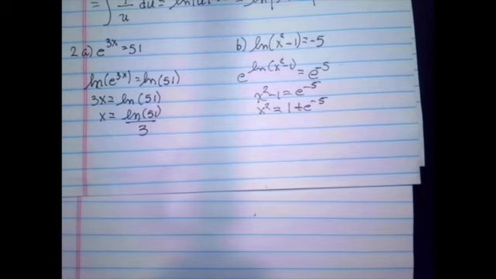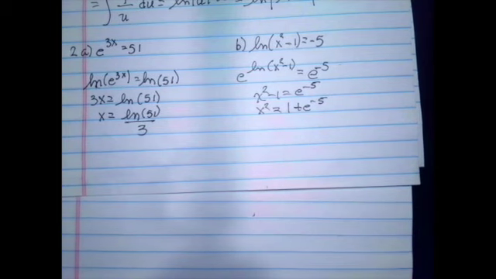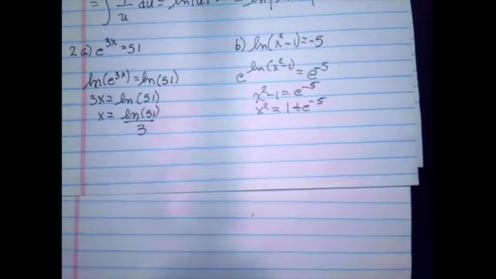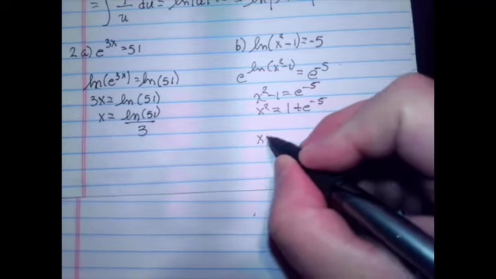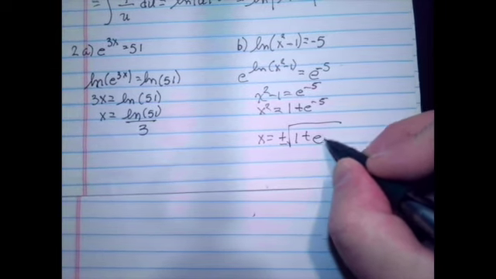e to the minus 5 is positive because e to any real number is a positive value. When we add 1 to that number, it's going to be even bigger. So it's going to be positive. Therefore, we can take the square root of both sides safely, and we get x equals plus or minus the square root of 1 plus e to the minus 5.